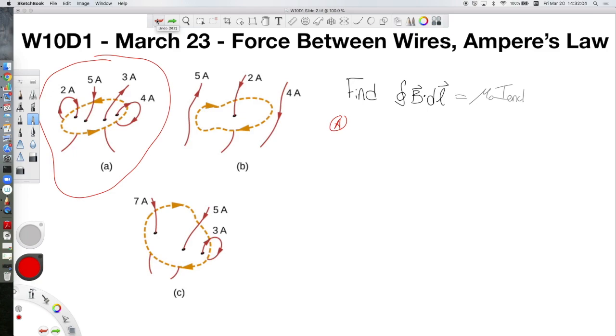So taking up to be positive, our enclosed current would be 2 amps going down, 5 amps going down, 3 amps going up, and 4 amps going up, which is 0. So that means the integral of B dot dl has to equal 0 in this problem.